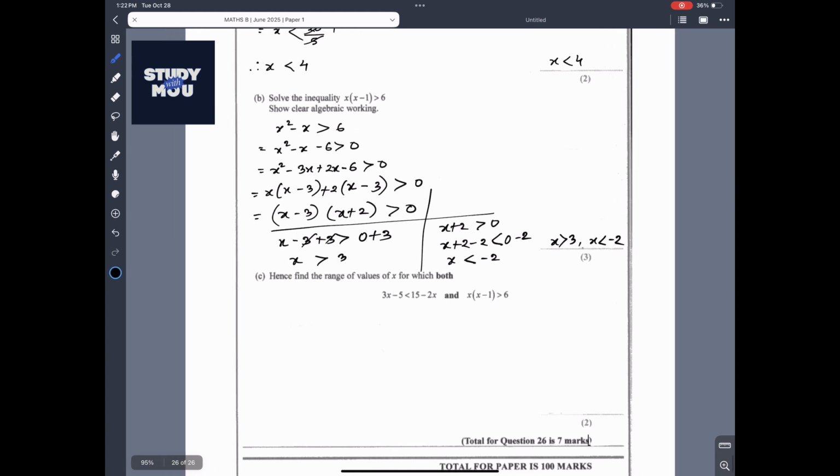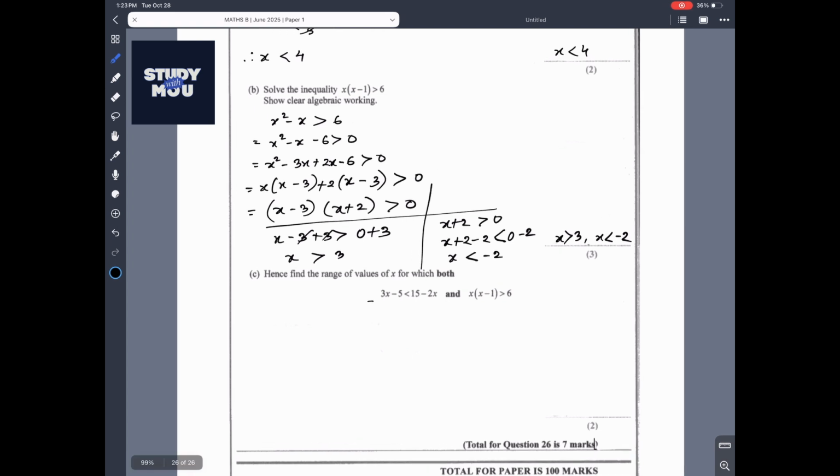Now, hence find the range of the values of x for which both 3x minus 5 less than 15 minus 2x and x(x minus 1) is less than 6. So let's have the solution for this. The solution for this is x is less than 4 and the solution for this is x is greater than 3 and x is less than minus 2.